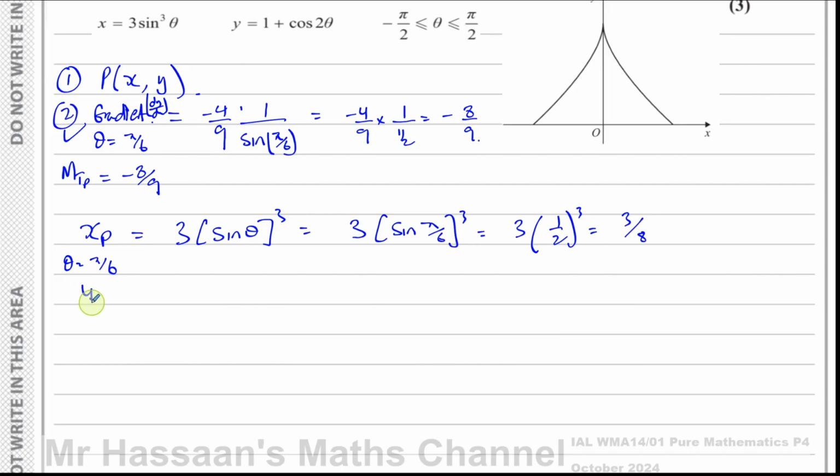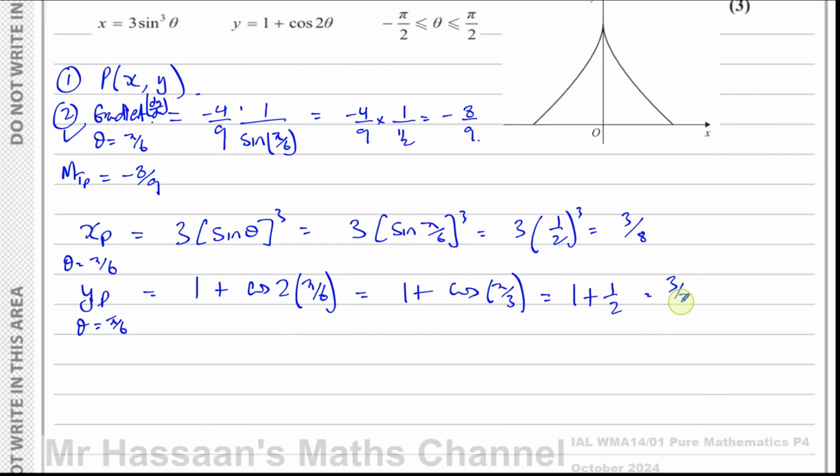And the y coordinate of P, when theta is equal to pi over 6, is given by 1 plus cosine of 2 times pi over 6, which is 1 plus cosine of pi over 3, okay, which is 1 plus, and that's the cosine of 60, which is also a half. So it's 1 plus a half, which is 3 over 2. So the coordinates of the point P are 3 over 8 for x and 3 over 2 for y. And the gradient of the tangent at P is equal to minus 8 over 9.